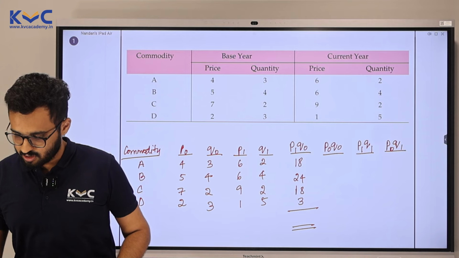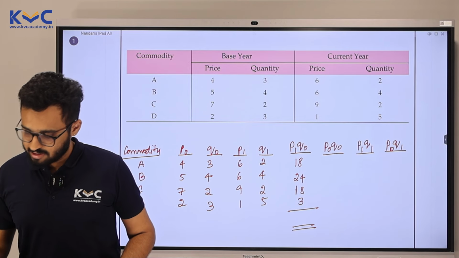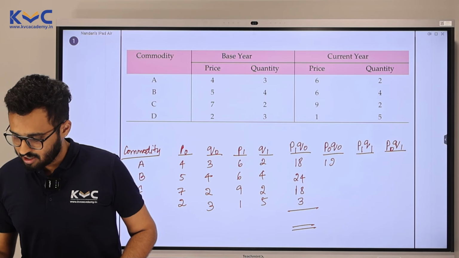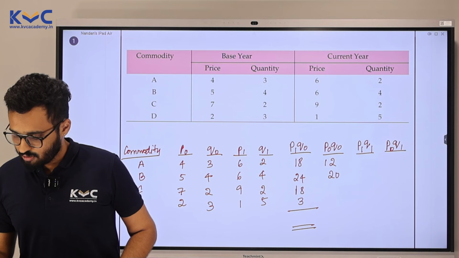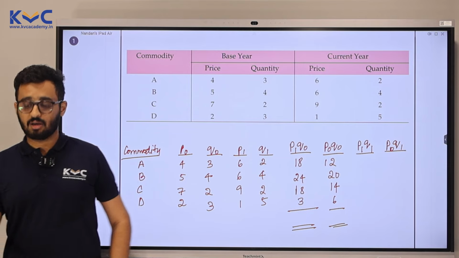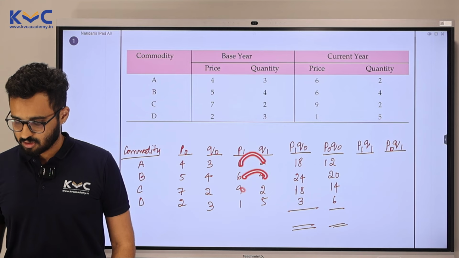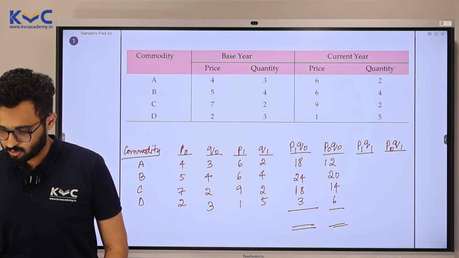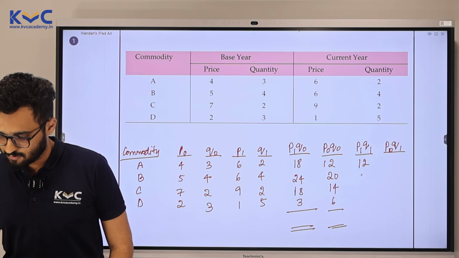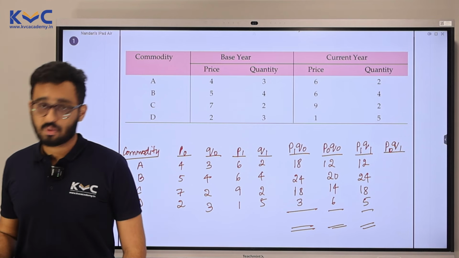Summation P0 Q0. So P0 Q0 is this one, right? So 4 into 3, 12, 5 4s are 20, 7 2s are 14, and 2 3s are 6. Right? Next P1 Q1. So 6 into 2, 12, 6 4s are 24, 9 2s are 18, 1 5s are 5.